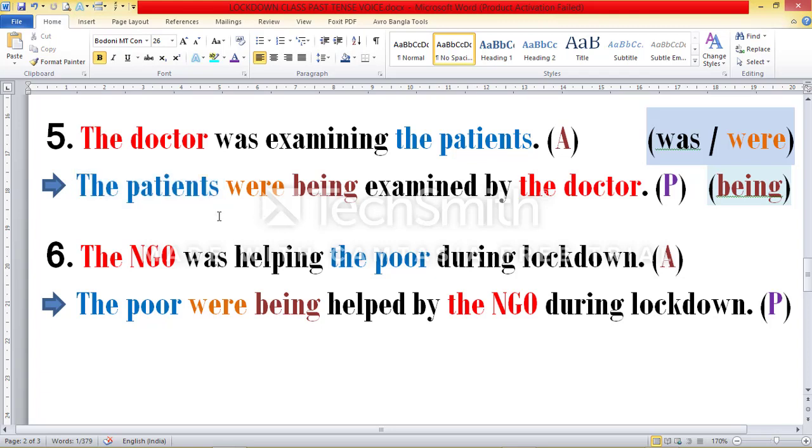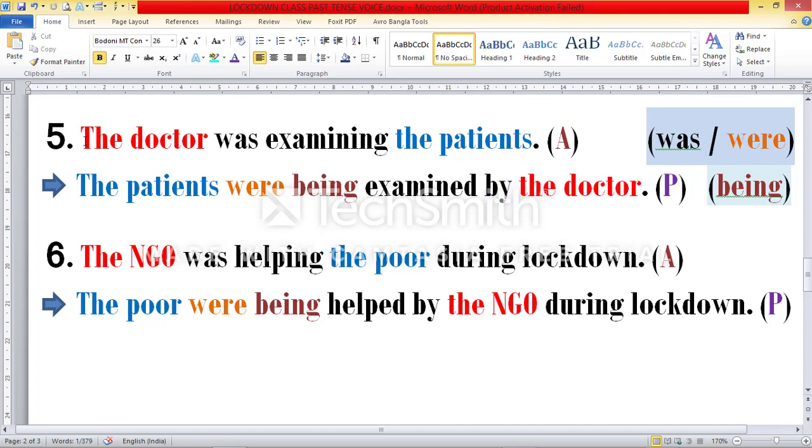Then as the sentence is of past continuous tense, apart from was or were, being also will come here. So after were, we have to put here being. Then after that, we have to write the third form of the verb examine. The third form of the verb examine is examined. So you have written here the third form of the verb. Then the preposition which generally comes after the third form of the verb is by. So we have written here by.